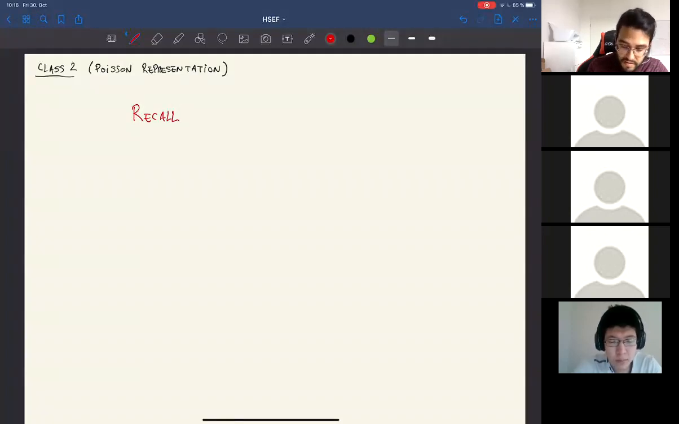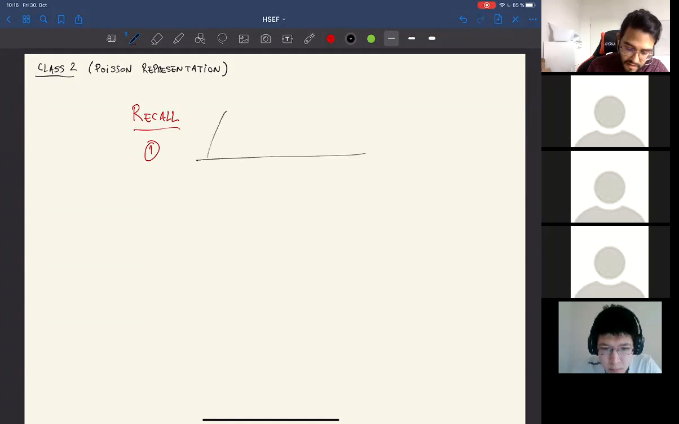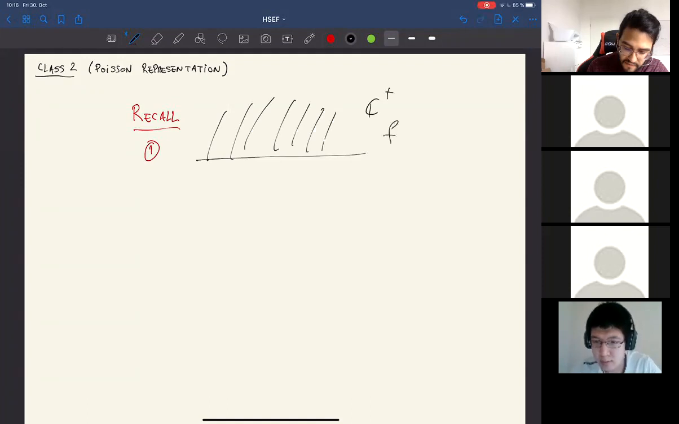So what we did in the last class was the following. We had a function, let's say, in the upper half plane, C+, so you have some function f here. And I want conditions on f so that I can guarantee that the absolute value of f of z is less than or equal to 1 for all z.